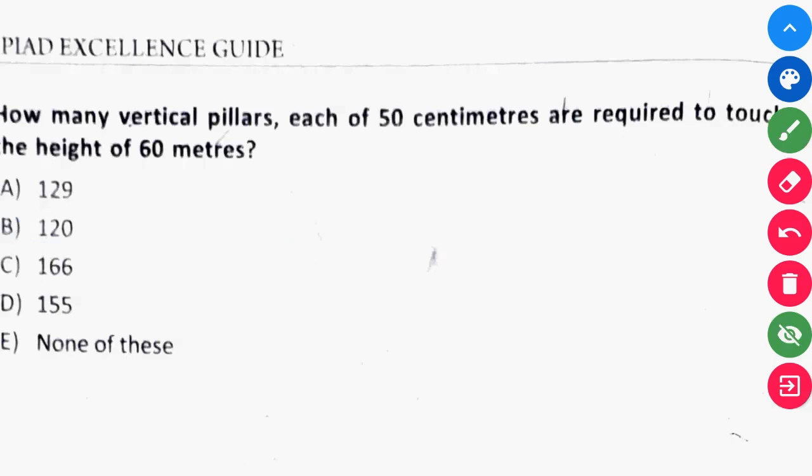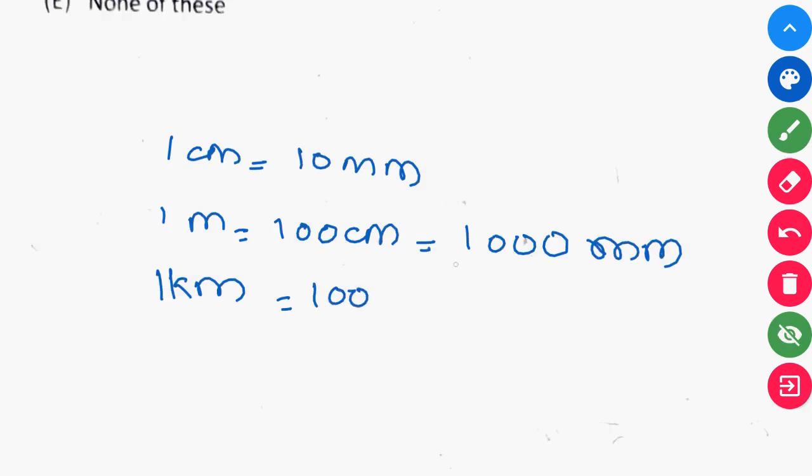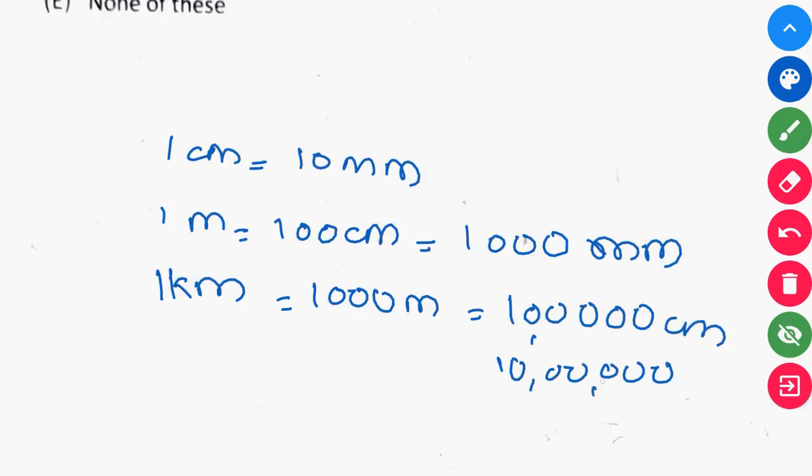Okay, I hope you all understood the concept. We just saw the conversions: 1 centimeter is equal to 10 millimeters. 1 meter is equal to 100 centimeters, which is equal to 1000 millimeters. 1 kilometer is equal to 1000 meters, which is equal to 1 lakh centimeters, which is equal to 10 lakh millimeters.